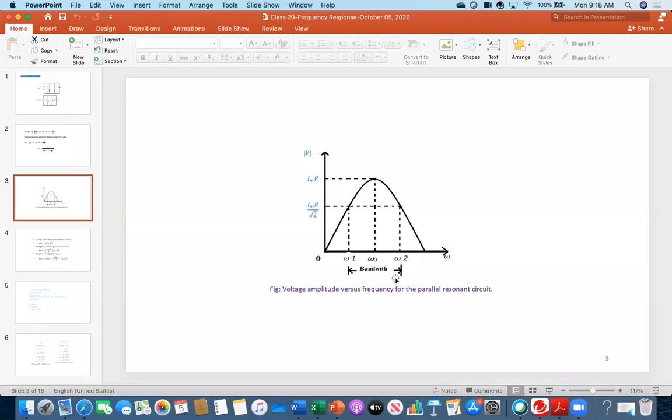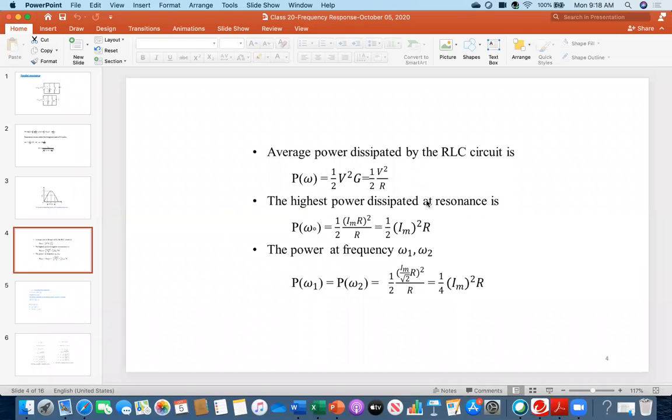This distance, between omega 2 and omega 1, is called the frequency bandwidth. As I said, at this point the power is half, and at resonance the power is maximum. In the next slide, I think I have written down those power equations, which we will use today to solve numerical problems.